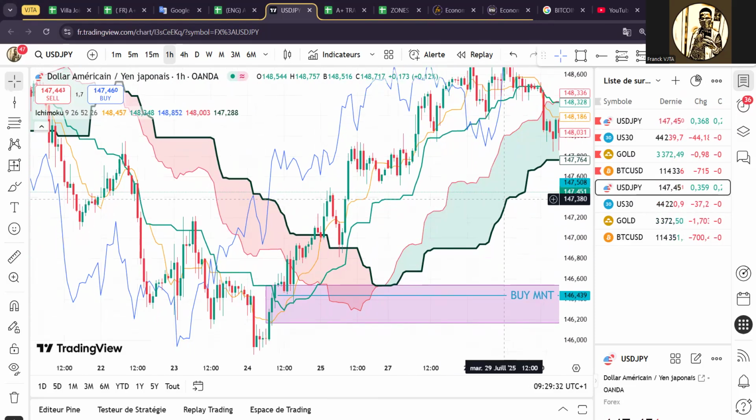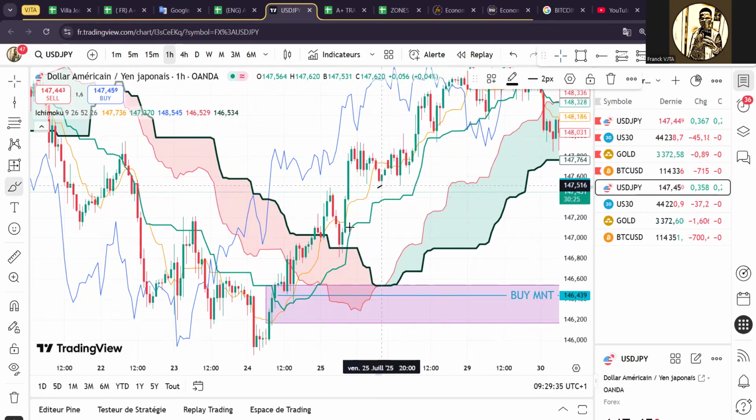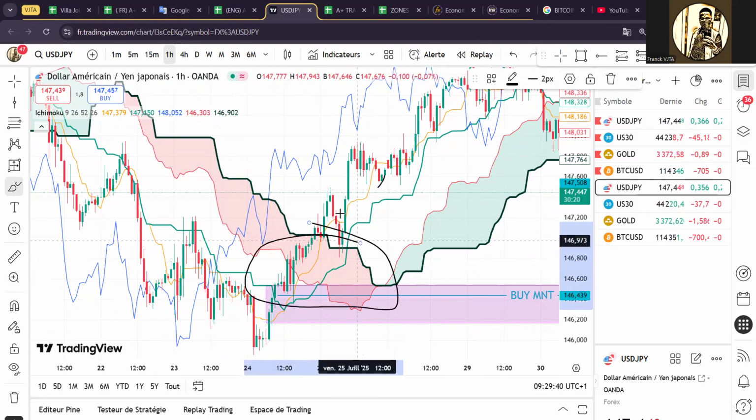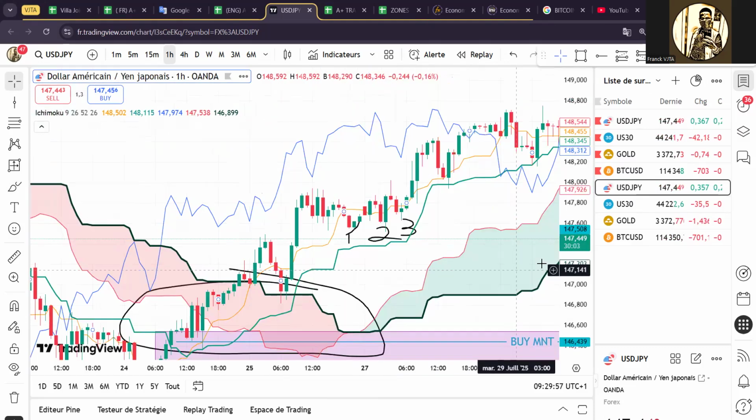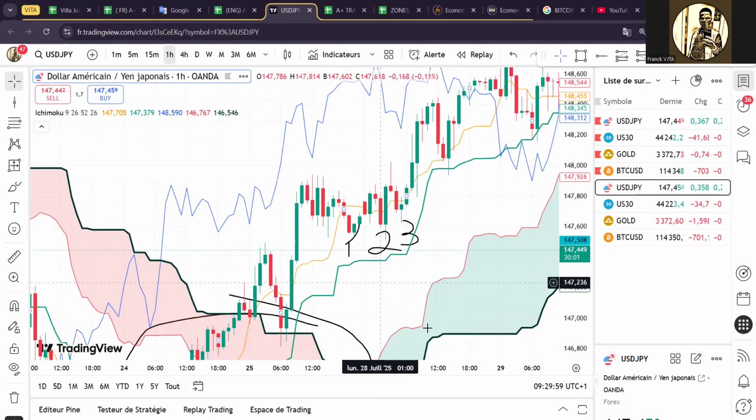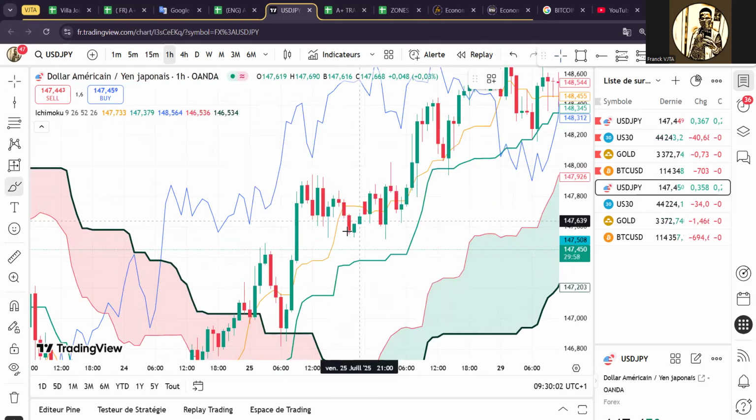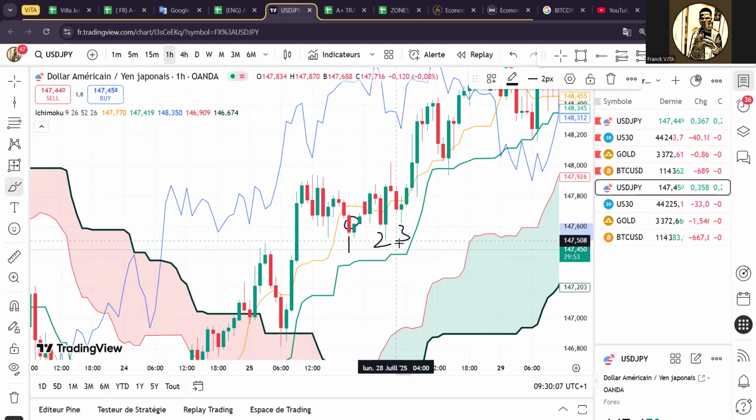On USDJPY, we have this uptrend, as I told you. I start counting above the cloud. This is one touch, second touch, third touch. We have three touches here, and then we have one touch, two touch, three touch.